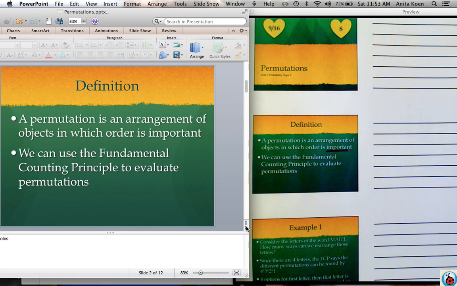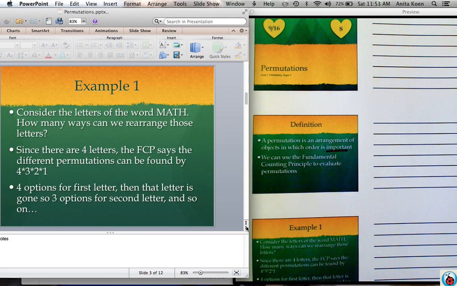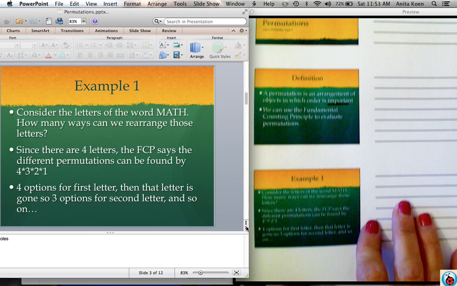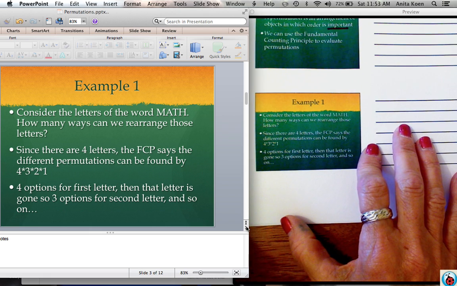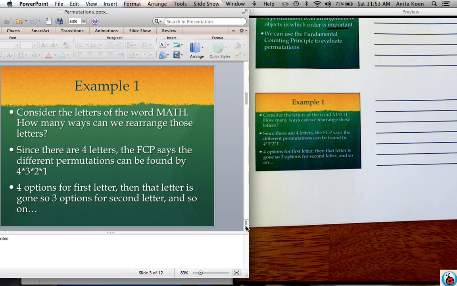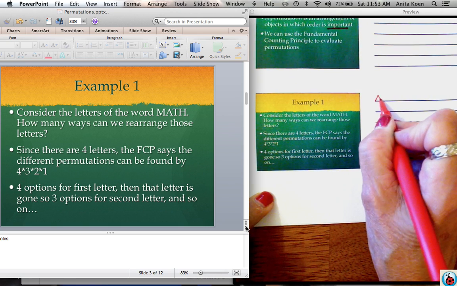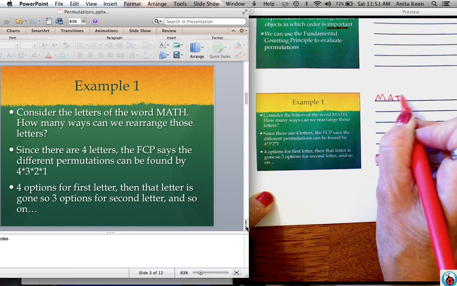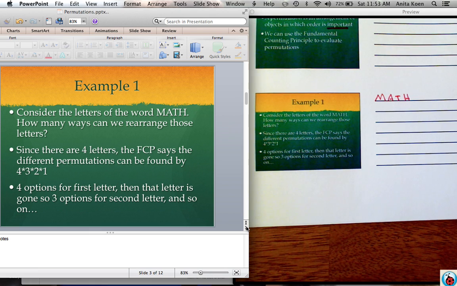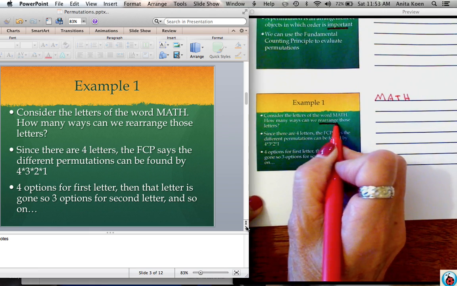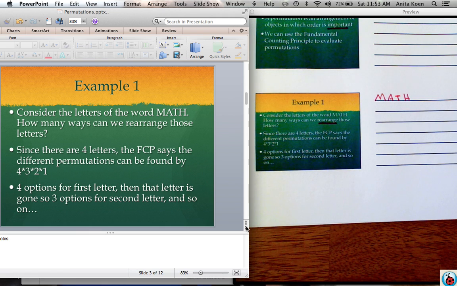We can use the fundamental counting principle to evaluate permutations. So let's explain what the fundamental counting principle is. I'm going to do that with an example. Consider the letters of the word math. There are 4 letters in the word math. How many ways can we rearrange those letters? So we are going to be rearranging letters in the word math.